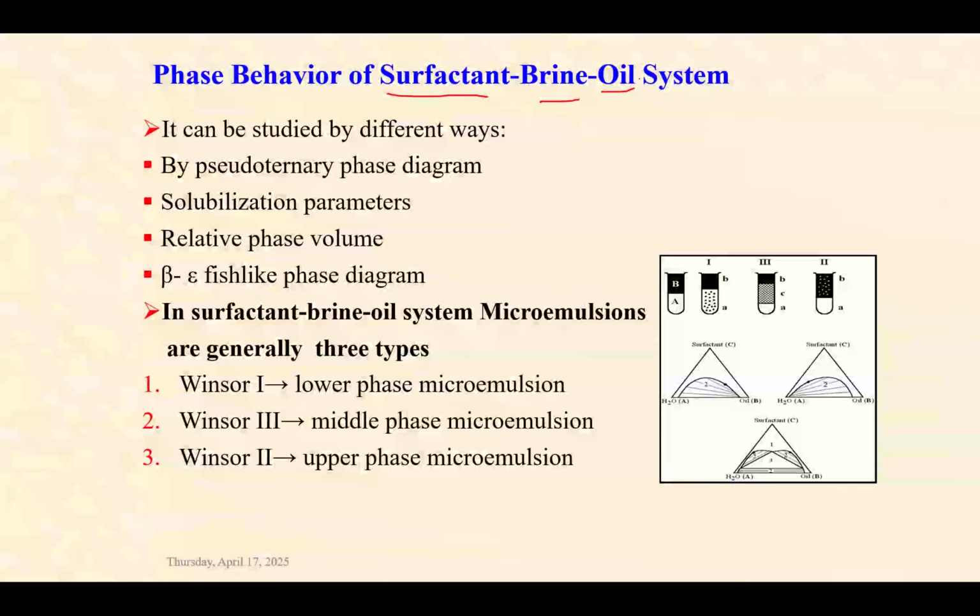So there is a three-component system, and depending on the types, there are different types. First is Winsor type 1. So what is Winsor type 1? This is Winsor type 1, where the microemulsion is at the bottom, and there is some excess oil at the top. So what is the microemulsion? Microemulsion is a continuous water phase, and oil is dispersed here.